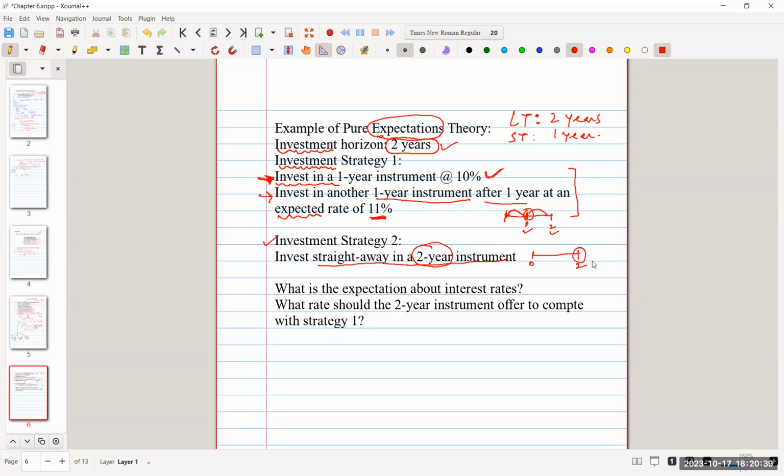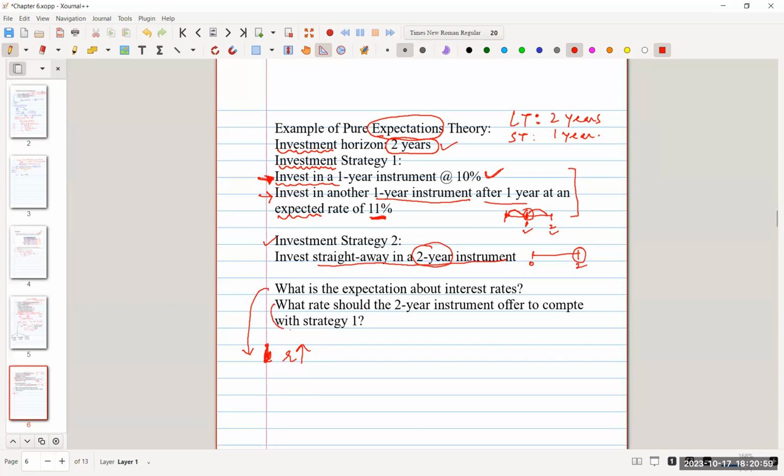The question that you see below is, what is the expectation about interest rates? Well, we have answered that. The expectation is that the interest rates, I'm just writing I for interest rate, or your textbook, I think, uses the letter R. So let's just say R will rise.